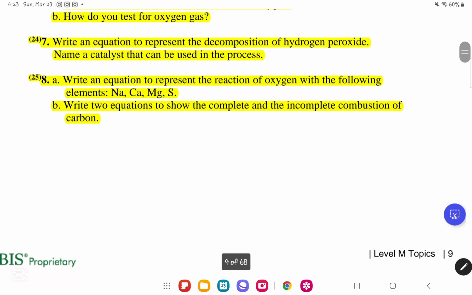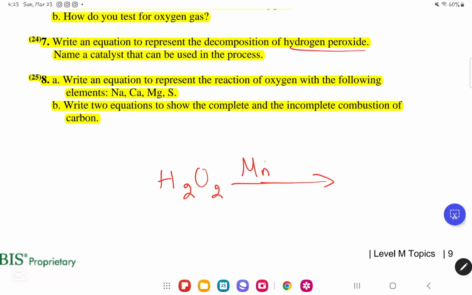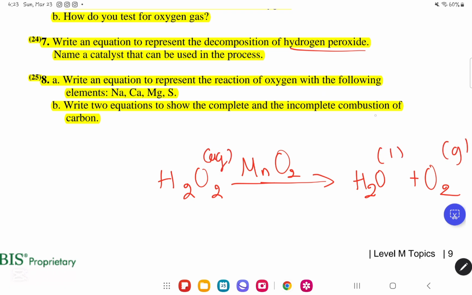Okay, so now we move on to question number 7. Write an equation to represent the decomposition of hydrogen peroxide. We know hydrogen peroxide is H2O2. It will decompose with the catalyst, which is manganese IV oxide, to form water, H2O, in addition to oxygen. Now, to put their states, this is aqueous, this is liquid, and this is gaseous. And to balance them, you will put a 2 over here and a 2 over here.